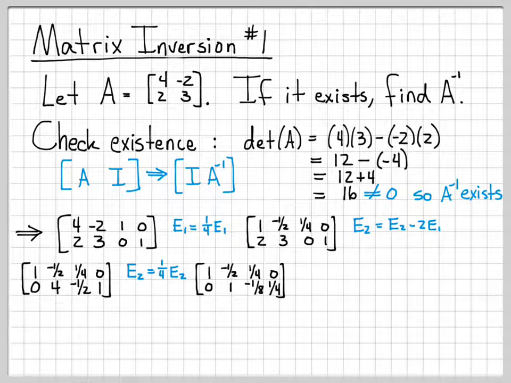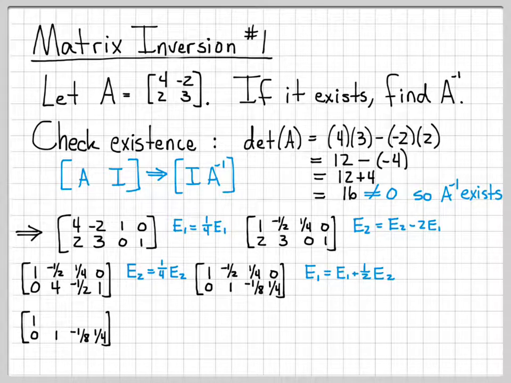So we're almost there. We just need a 0 right there, and I can get a 0 there if I let equation 1 equal equation 1 plus 1/2 equation 2. So equation 2 is going to remain unchanged. Equation 1, I'll have a 1 there, because 1 plus 1/2 times 0 is 1. I'll end up with a 0 here. The next element will be 1/4 plus 1/2 times -1/8, which is -1/16. So I end up with 1/4 minus 1/16. We'll simplify that in a minute. And then finally, 0 plus 1/2 times a fourth is 1/8. So I end up with this.